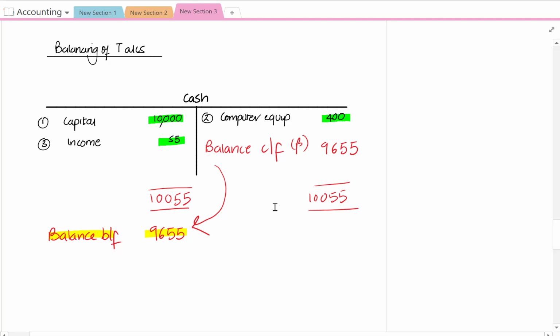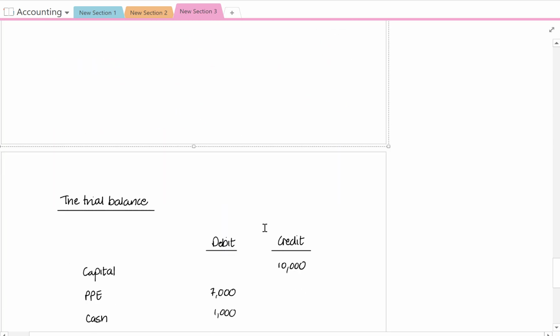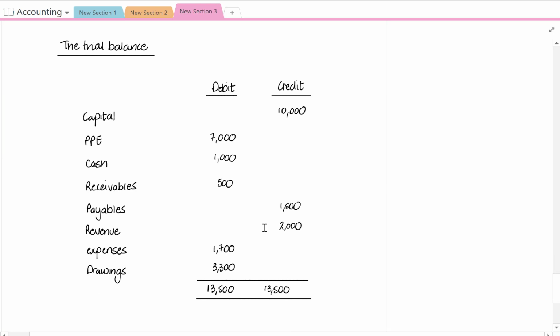Once we've balanced off the accounts, the next step brings us closer to producing the accounts, and that is the production of the trial balance. The trial balance is simply a document that summarizes all the accounts within the nominal ledger, and this will be based on their brought forward balances once the accounts have been totaled. Here on this page, I've drafted a very basic trial balance. As you can see, all the accounts that are typically found in the nominal ledger have been listed down the left. They have been listed with their corresponding balances brought forward categorized as either a debit or a credit.